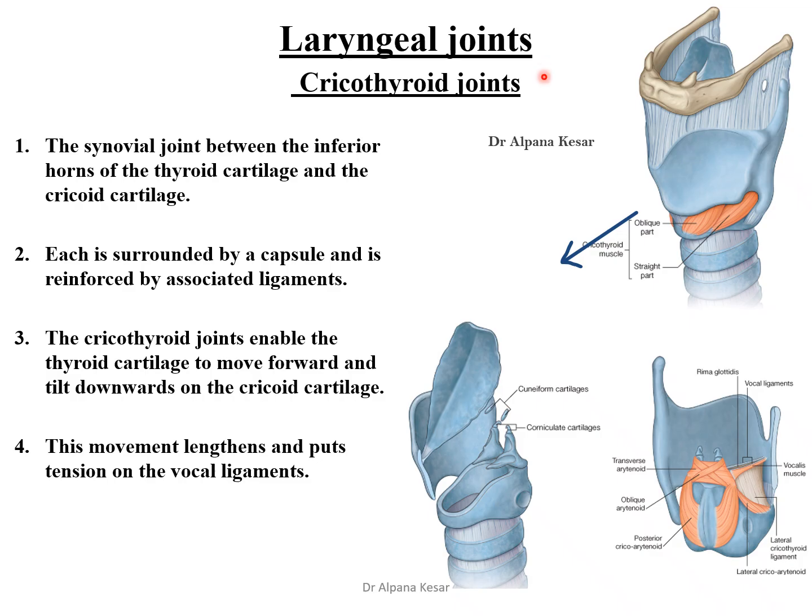Laryngeal joints. One of the laryngeal joints is cricothyroid joint. This is the cricothyroid joint which is present between the inferior horn of the thyroid cartilage with the cricoid cartilage. Each joint is surrounded by the joint capsule and is reinforced with ligaments. The cricothyroid joint enables the thyroid cartilage to move forwards and tilt downwards. This movement is brought about by cricothyroid muscle. This movement lengthens the vocal ligaments and produces tension in them.